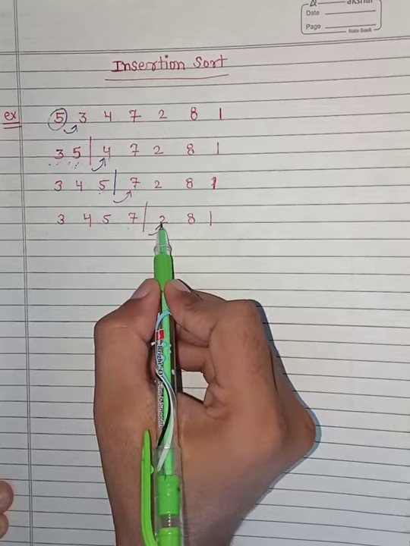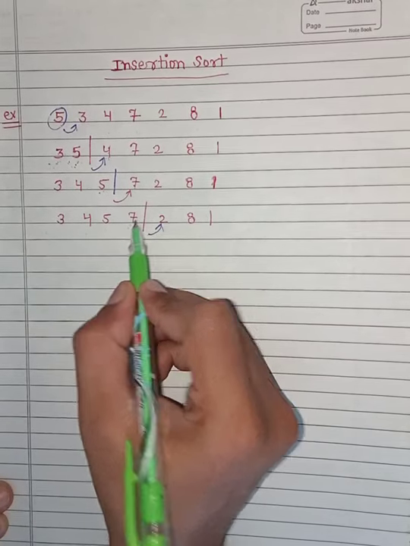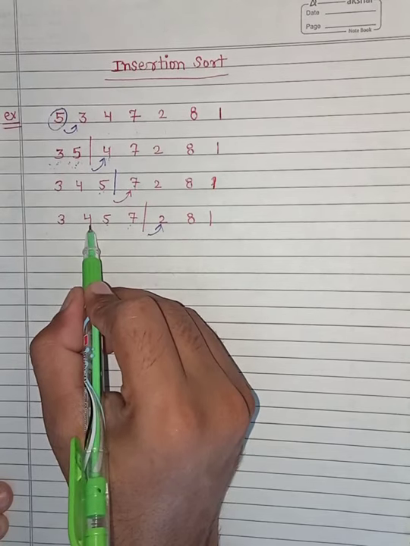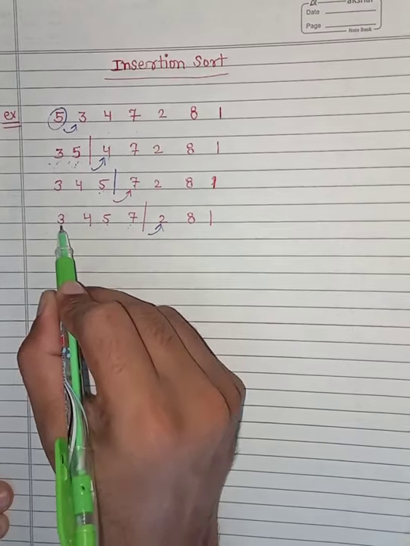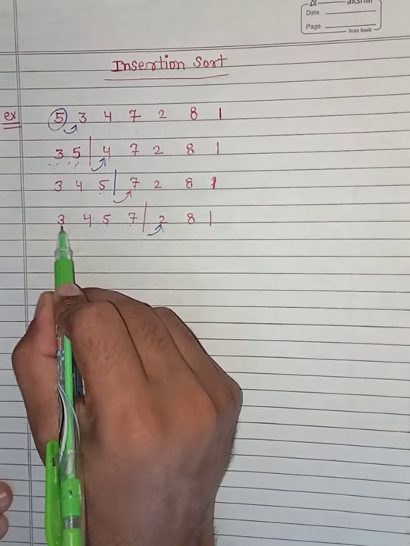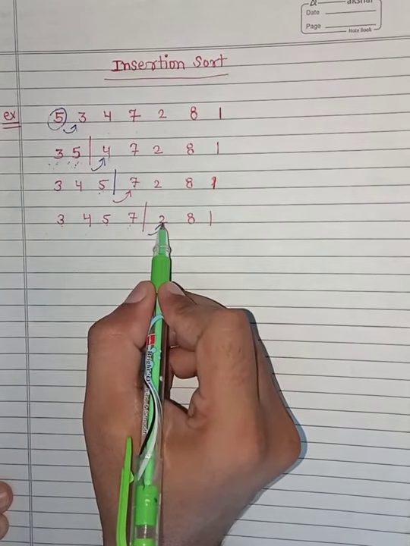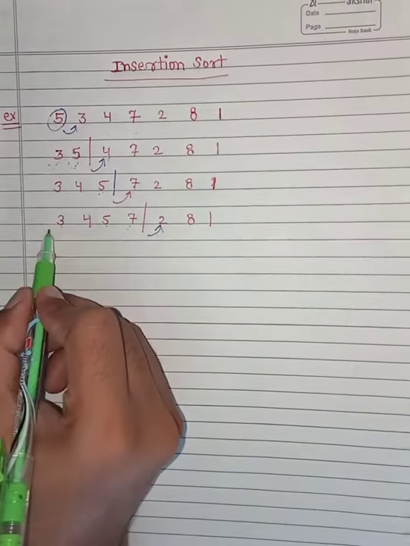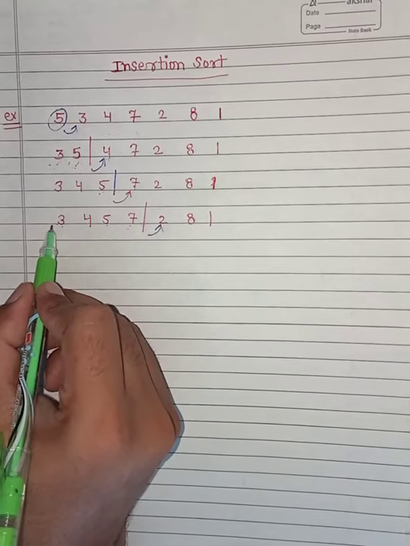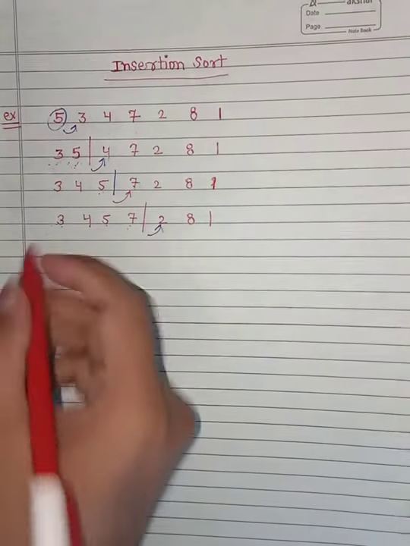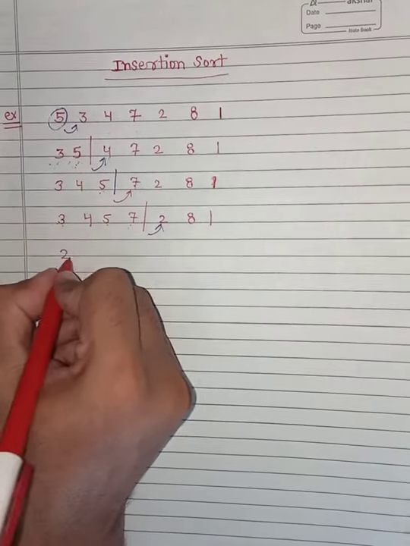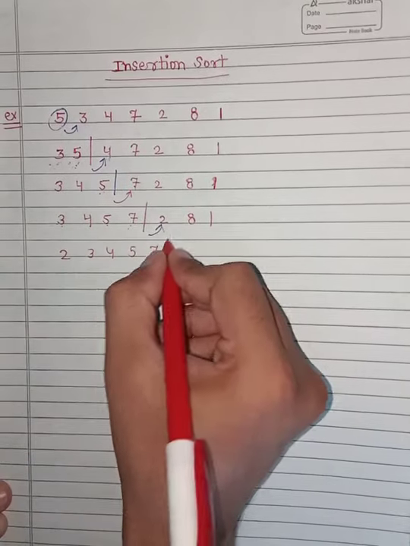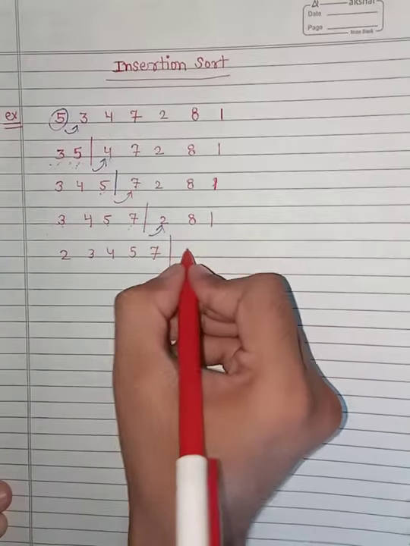Let's see, 2 is less than 7. Yes, 2 is less than 5. Yes, 2 is less than 4. Yes, and 2 is less than 3. Yes, so we will shift it to its correct position before 3. So the next move will be 2, 3, 4, 5 and 7, and till now the array is sorted.